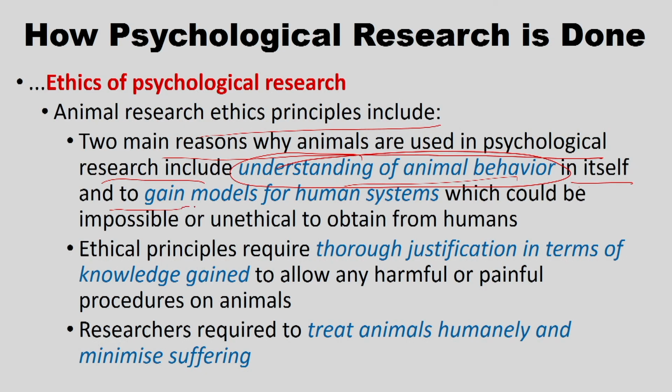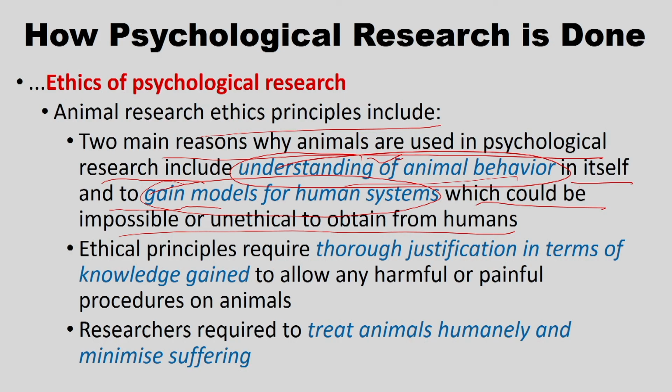And also, why do we do this for understanding animal behavior? Secondly, to gain models for human systems. Once we do it on animals, we come to know what is the way in which this behavior progresses and how the brain responds to it, and then we can take this behavior or test this particular experiment on humans, which could be impossible or unethical to obtain on humans. So, if a certain experiment is unethical to do on humans, we first test it on an animal model, and if it is successful, then we take it to the human model.